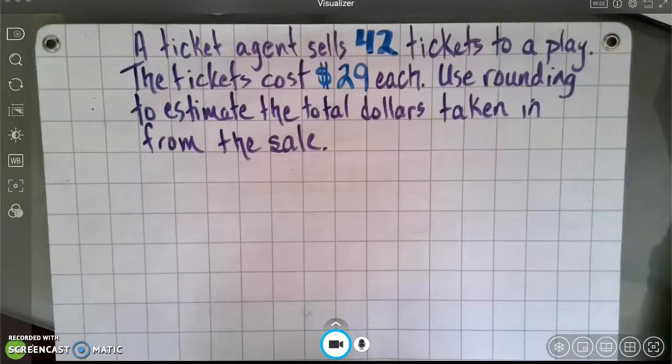Today, we are going to learn how to round to estimate the answer to a problem to make sure it's reasonable. A ticket agent sells 42 tickets to a play. The tickets cost 29 each. Use rounding to estimate the total dollars taken in from the sale.